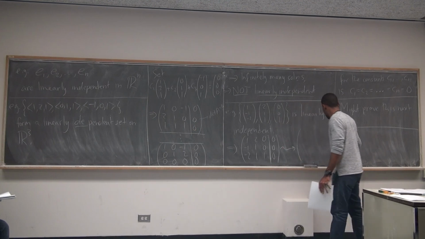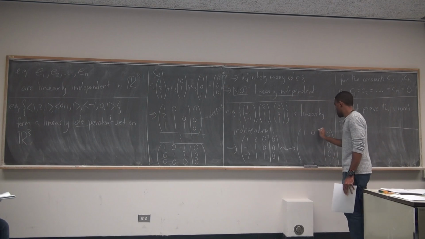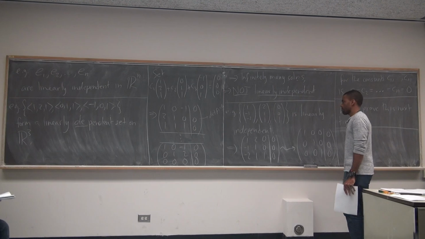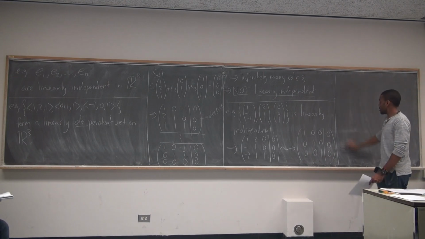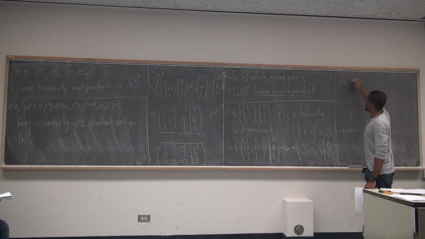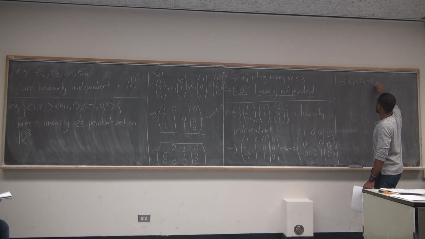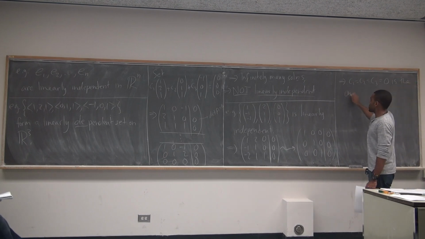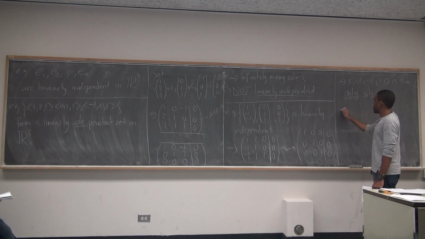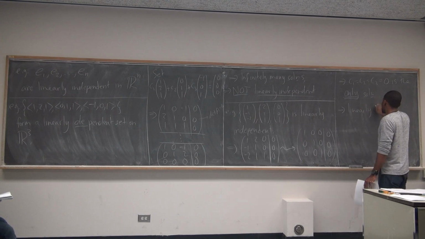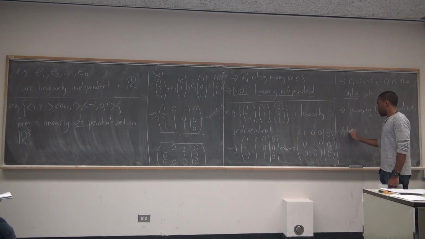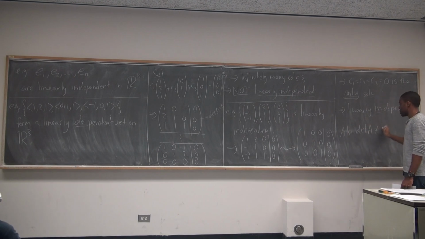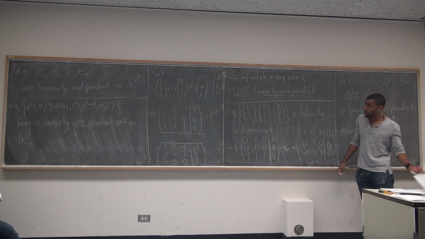Which reduces to the identity. So the trivial solution is the only solution: C1 equals C2 equals C3 equals 0 is the only solution. Which means linearly independent. Also, the determinant of the coefficient matrix was non-zero, which again implies that, just because of how we know homogeneous systems behave.